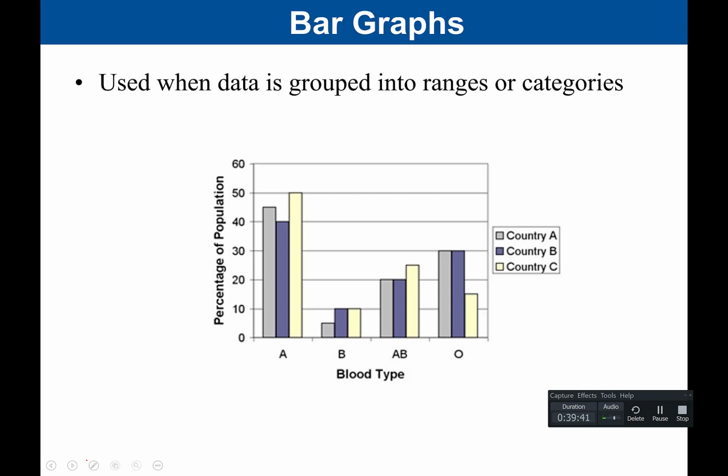Well, the blood type can't change depending on the percentage of the population. So that one's not true. It's the percentage of the population that depends on the blood type, right? Depending on which blood type you're looking at, that's going to change the percentage of the population. So my dependent variable is my percentage of the population. My independent is going to be the blood type.